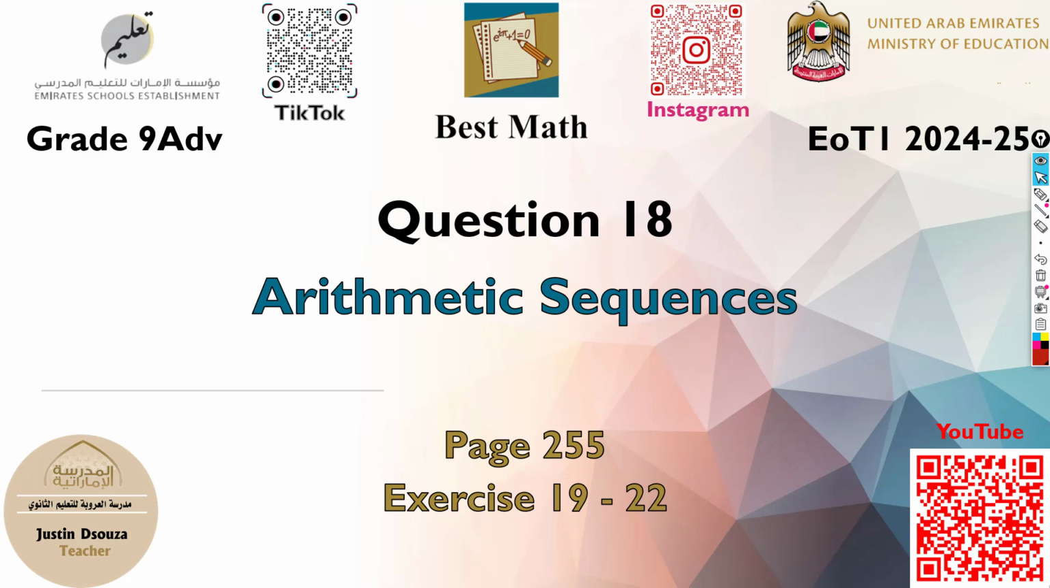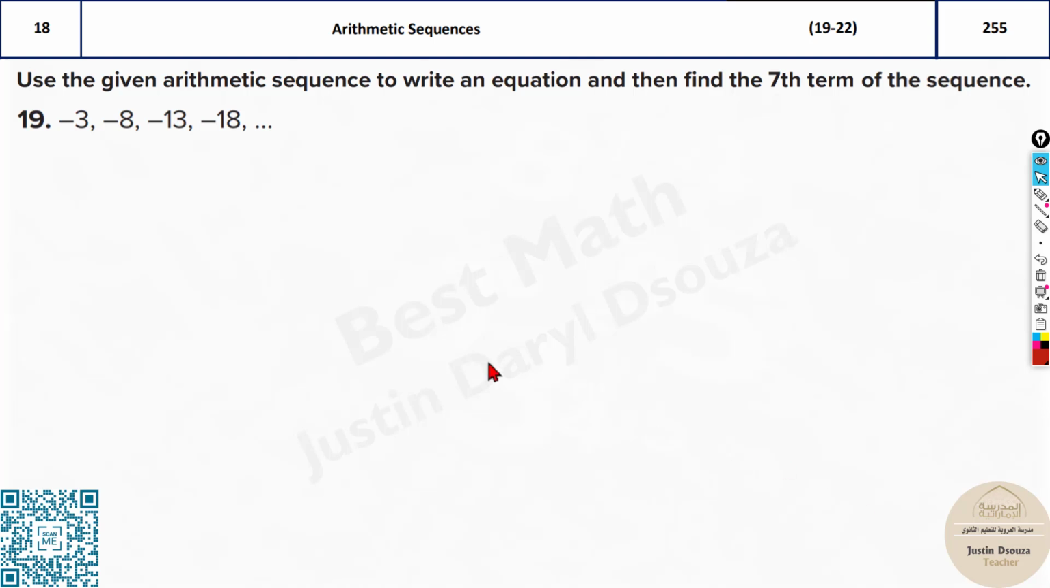Moving on to question 18, it is about arithmetic sequences. We have problems on sequences which are arithmetic, so it's only one type. It's very easy. All you need to see is what number is being added. They have already told us it is an arithmetic sequence, so there will be one particular number that has been added and the sequence is created.